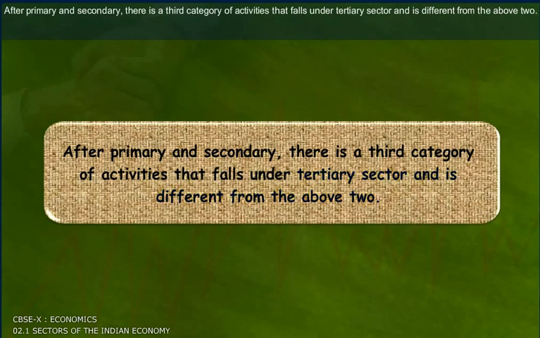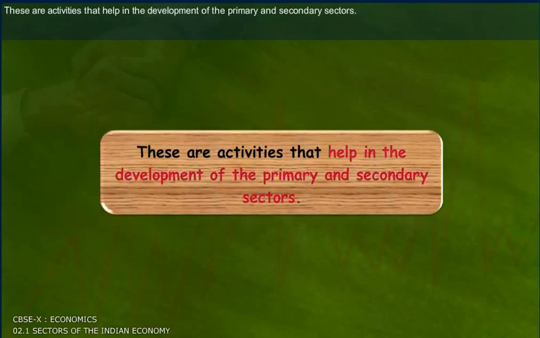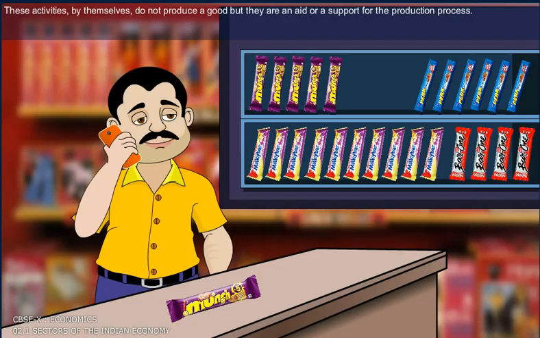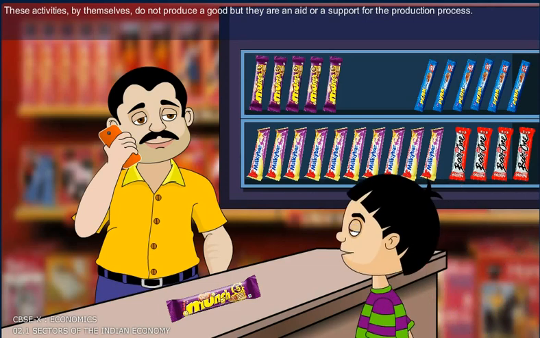After primary and secondary, there is a third category of activities that falls under the tertiary sector and is different from the above two. These are activities that help in the development of the primary and secondary sectors. These activities by themselves do not produce a good, but they are an aid or a support for the production process.